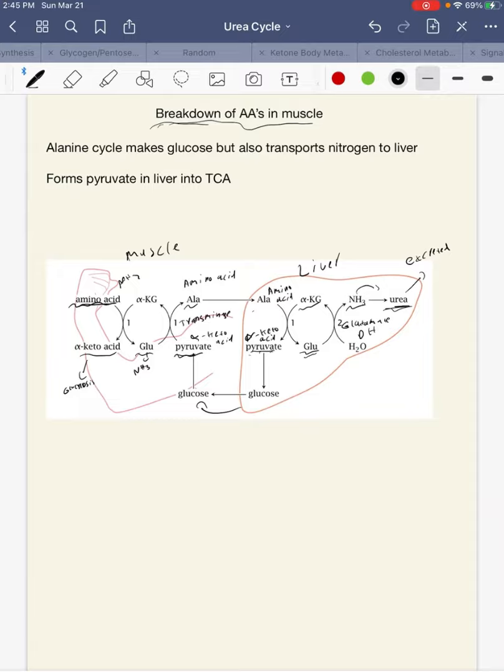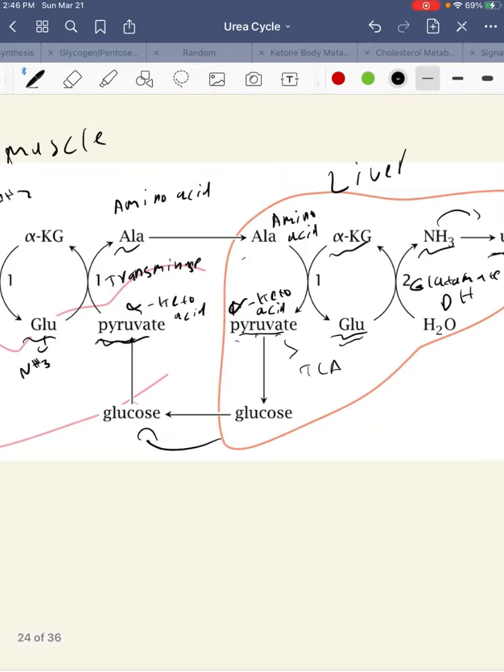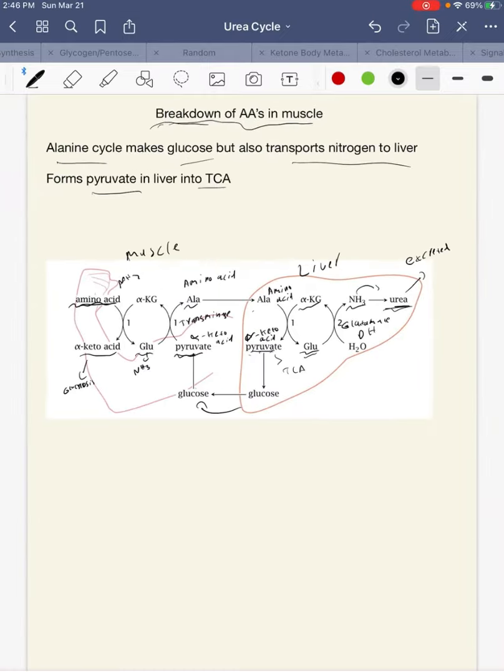Okay, so I know it's a lot, but this allows us to break down amino acids in the muscles. So the alanine cycle makes glucose, but also transports nitrogen to the liver. So that's the whole point of the alanine cycle. You form pyruvate in the liver, and then pyruvate in the liver can also be used in TCA, or we can do gluconeogenesis to make glucose back, and then send that glucose back to the muscle.